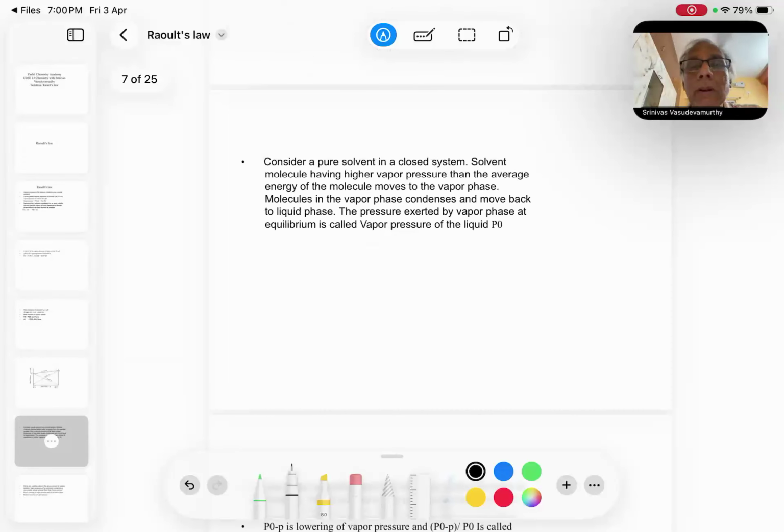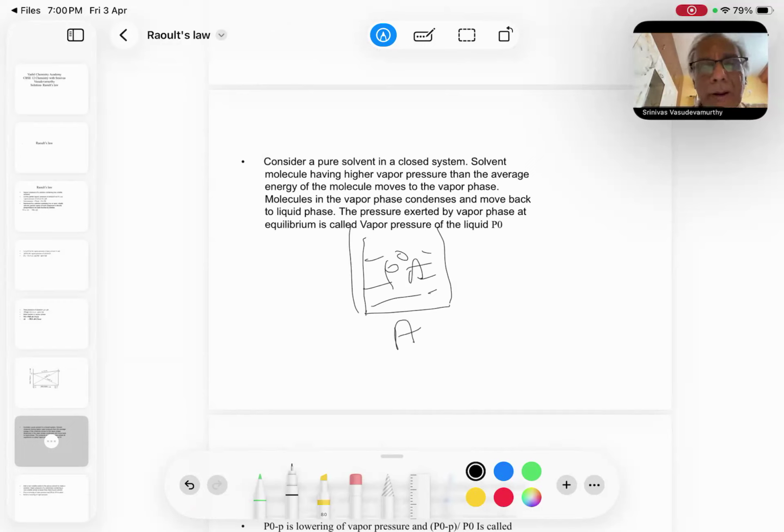Right. Now, I'm going to a solution containing a non-volatile solute and a volatile solvent here. For example, I've taken a pure solvent A. P naught A is the vapor pressure here. Let us see what we mean by vapor pressure. So I've taken a closed system here. This is the liquid phase. Above the liquid phase, we call it the vapor phase. So liquid phase and vapor phase I have taken here.